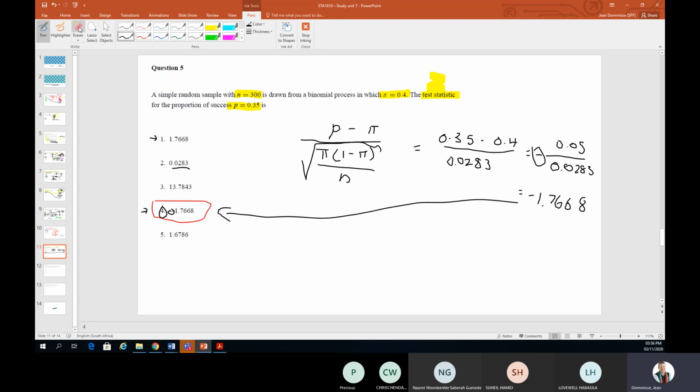So it could have been that they give you that one as a negative as well, and then you need to go through the whole process. But here they give you everything and you need to basically calculate the Z.